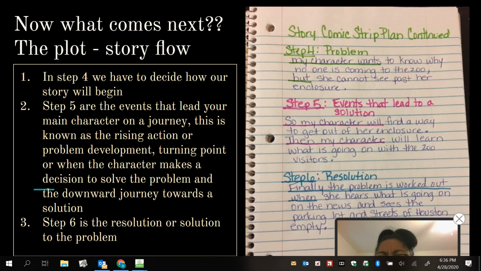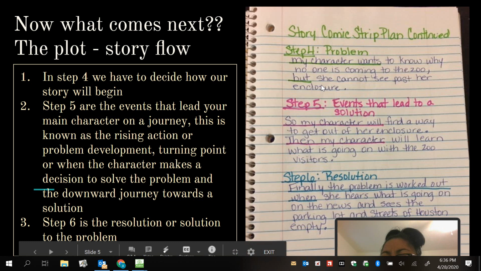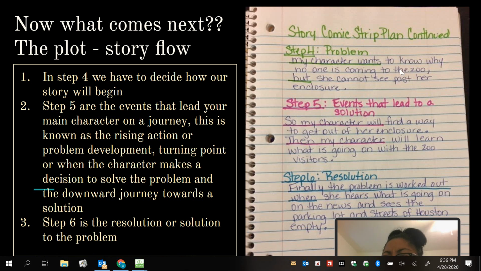Now what comes next? What comes next is the plot or the story flow. So in step 4, we have decided how our story will begin and what our character wants to know and why. But she cannot. So Penelope, my character, wants to know why no one is coming to the zoo. That's her problem. But she cannot see past her enclosure. So she has to try and find out why these people aren't coming, and she has to get out of her enclosure. Now, her events, the events that are leading to a solution, step 5.